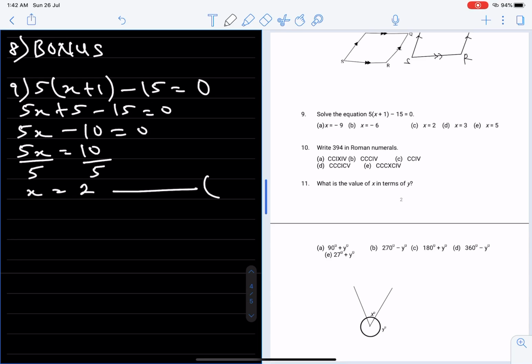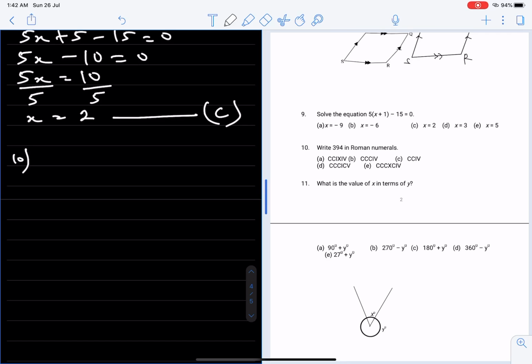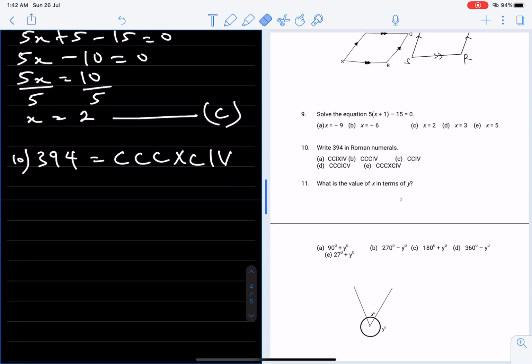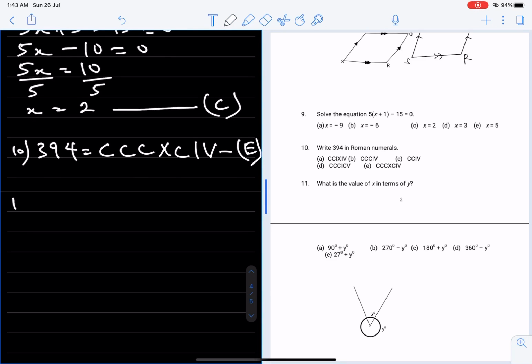The correct option is C. Down to the next, number 10, very quickly. Number 10, write 394 in Roman numerals. 394 is CCC, 100 is C, 90 is XC, and 4 is IV. The correct option is CCCXCIV. The correct option is E. Now to the next, number 11.